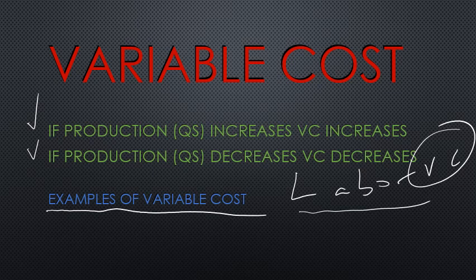Another example of variable costs is natural resources like raw materials, for instance. If you produce more, you'll be utilizing more raw materials, so that will increase your production costs, and that's regarded as a variable cost.